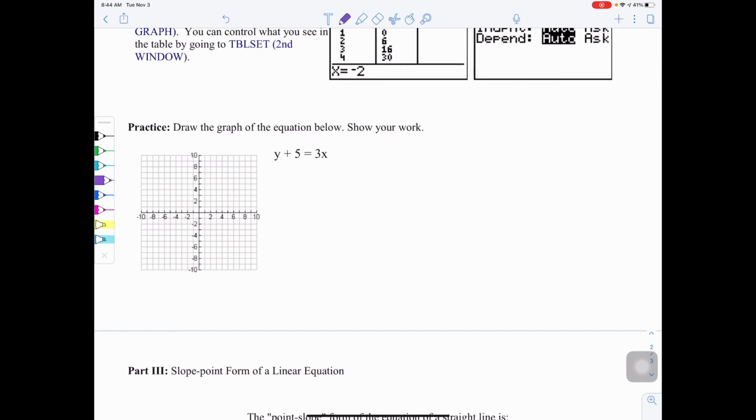Okay, so first you would have had to move 5 because we want it in y equals mx plus b form. So it's y equals 3x minus 5. Then, when I type that into my graphing calculator, graph it, and take a look at the table, I'm going to give a snapshot of the table as my work.